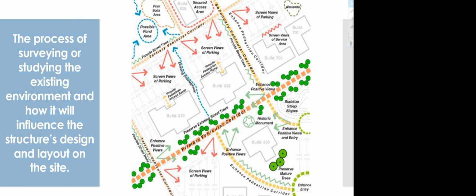Generally, site analysis is nothing but the process of surveying or studying the existing environment and how it will influence the structure's design and layout on the site. Here is an example that I have taken from the net, which shows different views outside and views from outside to inside. You will have the possible wind direction and all the features that are available in your site. You can either use them in a positive manner or you can decide whether you want them or not.